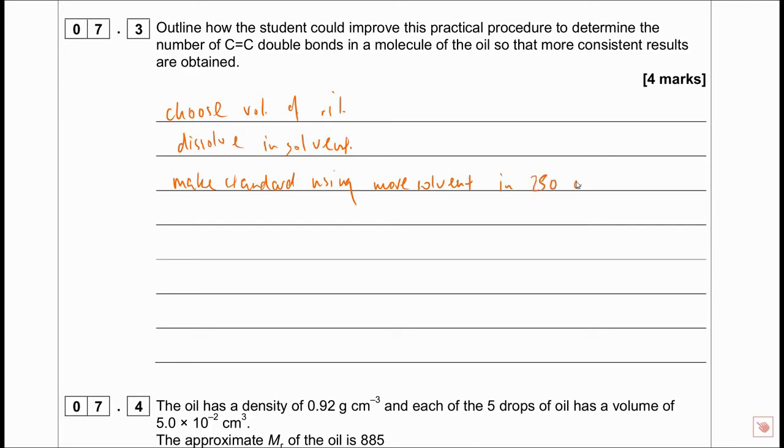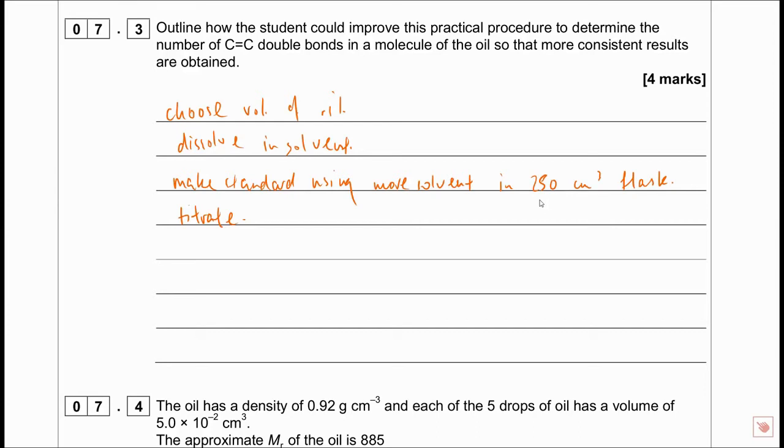We'll do it in a volumetric flask, or just a conical flask, either would work. And then titrate. We'll titrate against it using the bromine water. So what we're doing is cutting out the chaff. We're choosing a proper volume of oil there. We're then actually using proper numbers, and we can work stuff out using what is now a 250 centimetre cubed sample.